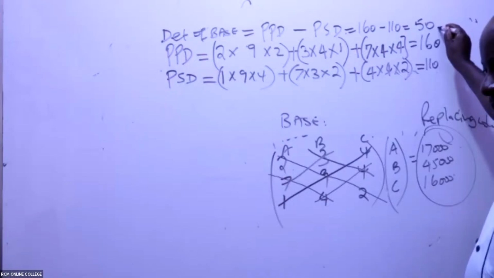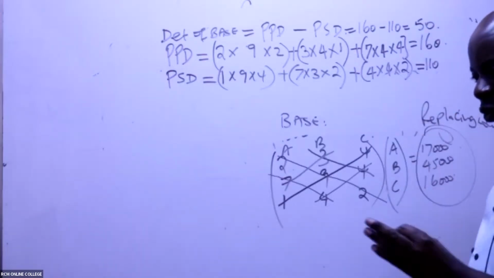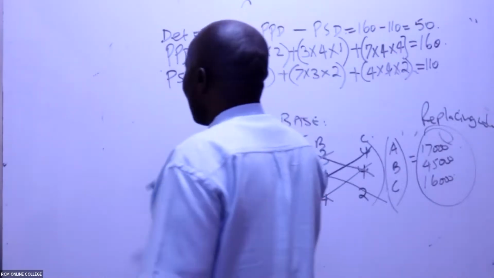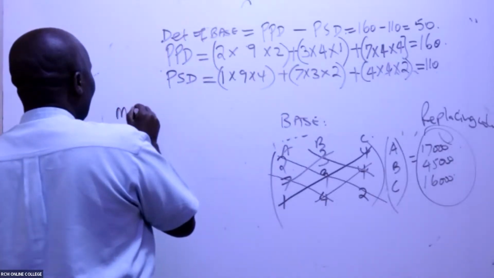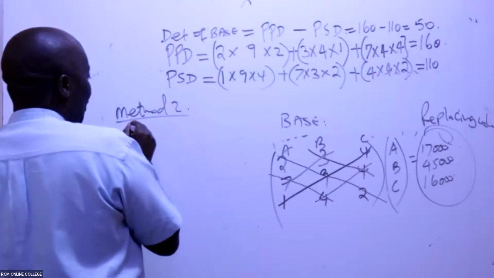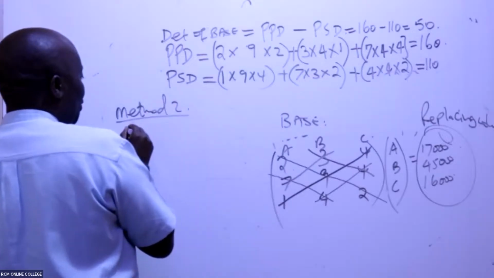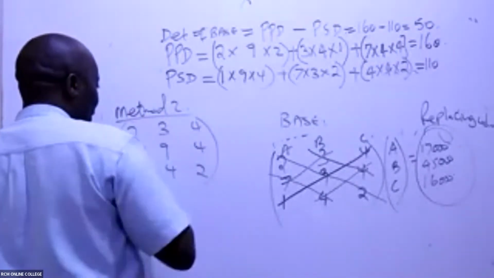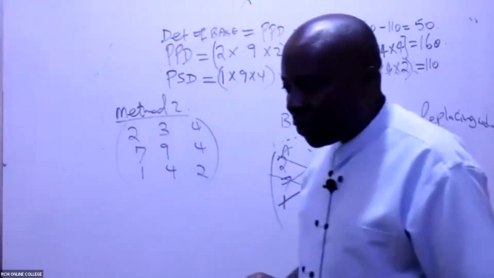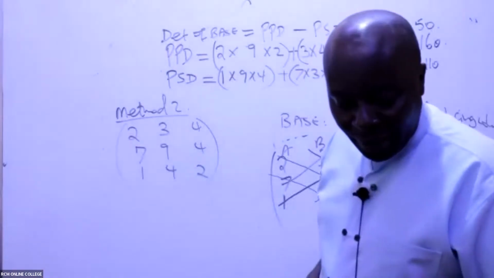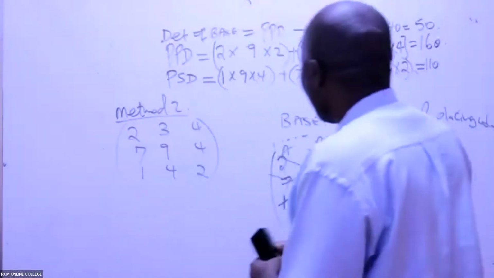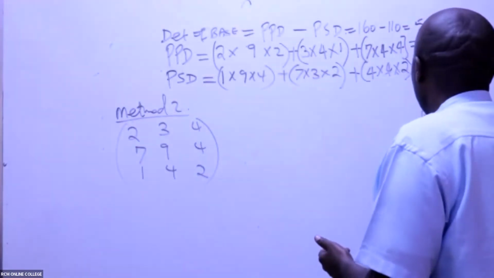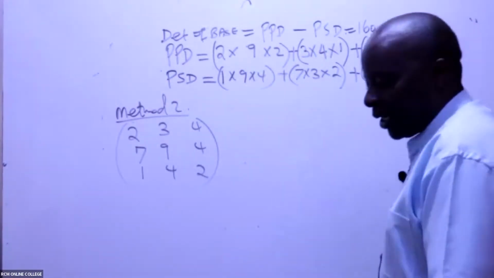Thank you so much. If you're writing, please write method number 2. So we have 2, 3, 4; 7, 9, 4; 1, 4, 2 like that. Right there, method number 2. I'll be able to repeat it. So with this method number 2, ladies and gentlemen, we then decide which one is better, and then we shall be able to talk about it more.